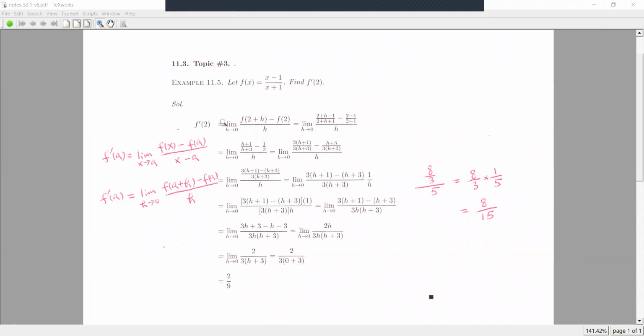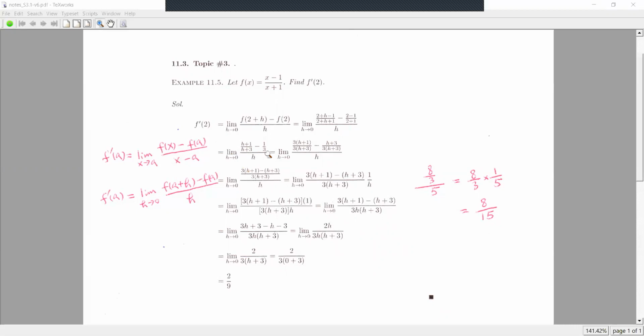By this formula, we have this equation, where the point a is 2. Now, plug in 2 plus h in the x here. Then the function value at 2 plus h is this fraction. Plug in the number 2 in x. Then the function value at 2 is this number. Simplify this a little bit. We have this equation.